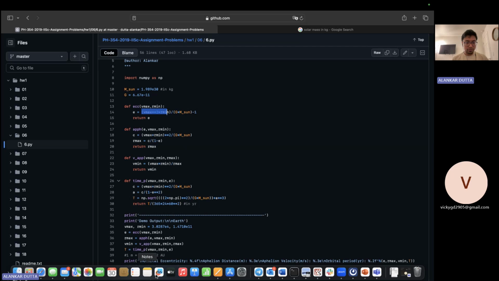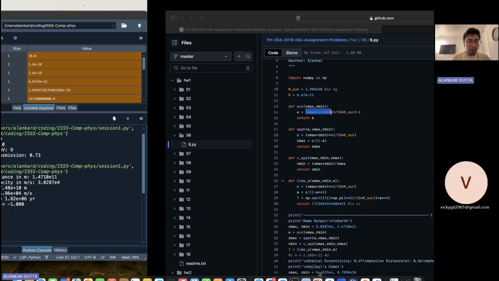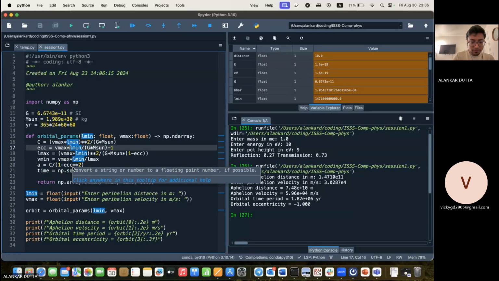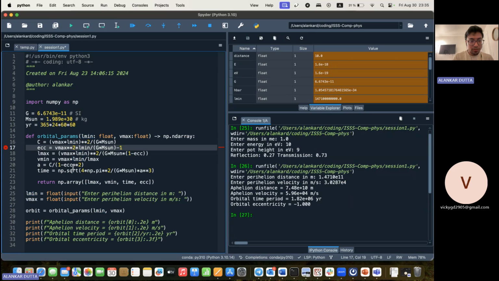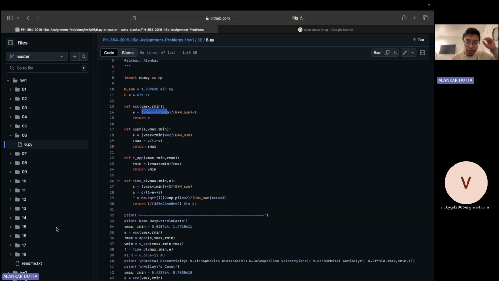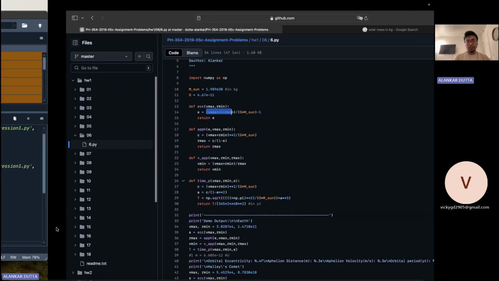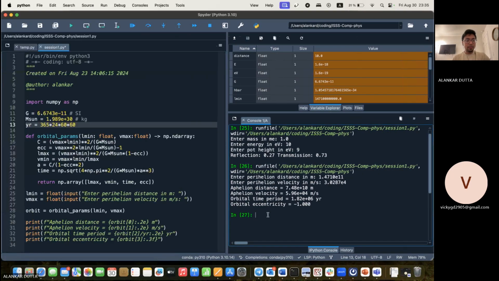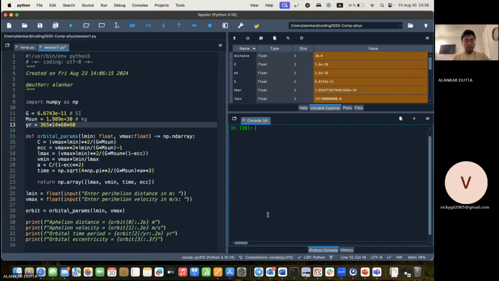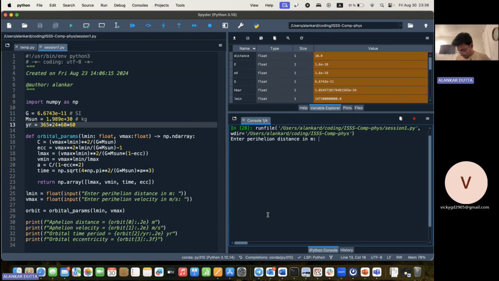And I think I have used Vmax squared times L min, whereas in eccentricity, I have missed the square. So maybe this is the only problem. Let's see if there are other things where I've made any mistakes in the formula. And then C is whole square by GM sun. So let's just test it with this. Okay, I have to again put in the values.